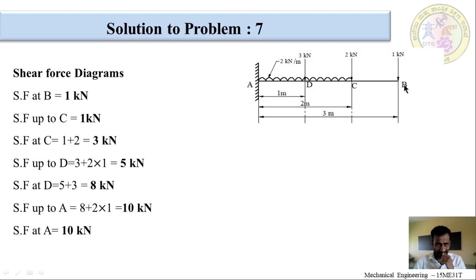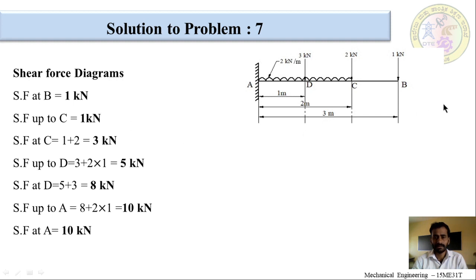So, what is shear force at B? When there is a point load on B of 1 kilonewton, the shear force value will be equal to the value of the point load, that is 1 kilonewton, and it is a positive shear force. As per the sign conventions, the forces which are on the right side and downward direction are to be considered positive. Hence, the shear force at B is equal to 1 kilonewton.